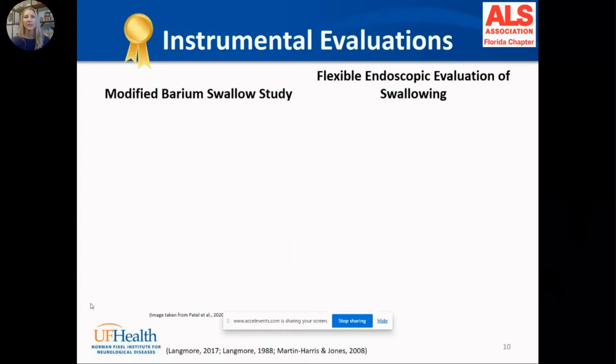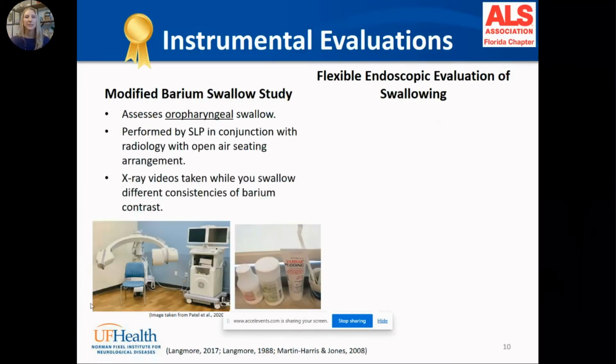The way that we assess for that is with instrumental evaluations. They are considered the gold standard for assessing swallowing function. So on the left, we're going to go over a modified barium swallow study. This assesses the oral and pharyngeal swallow, and this is completed by a speech-language pathologist in conjunction with radiology.